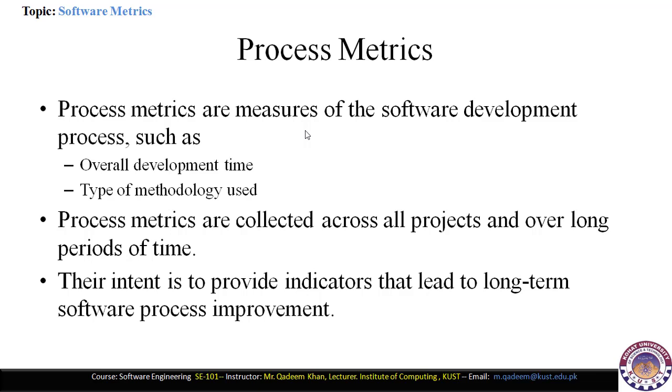The process metric measures the process for every phase of software development. For example, we have the requirements engineering phase, then the design phase and implementation phase, then the unit testing and integration phase and system testing phase, and at the end the deployment and maintenance phase. All these phases can be measured. So it includes overall development time, from the start of the process until the end of the process, and types of methodology used. That means here we will use particular sorts of methodologies.